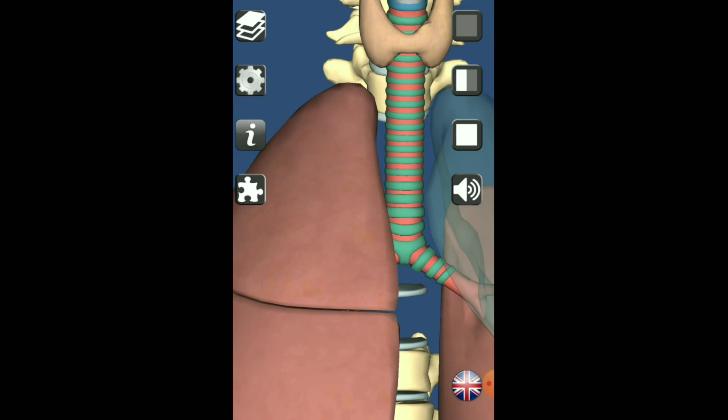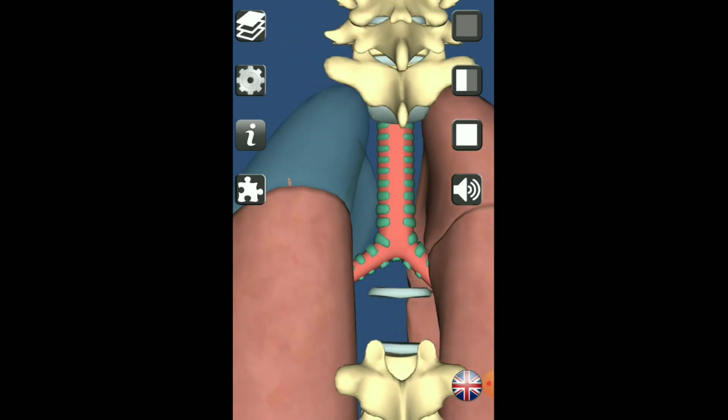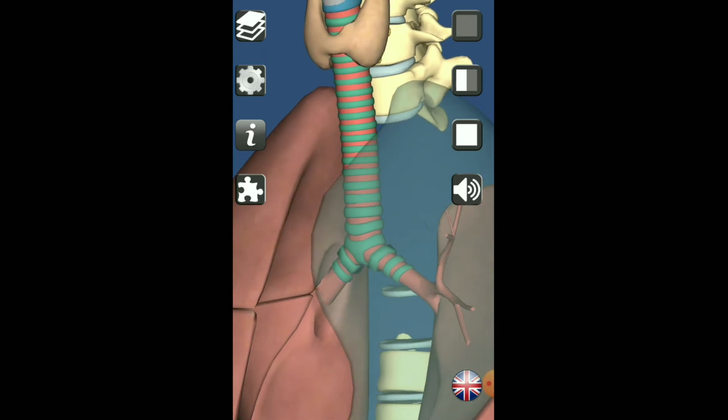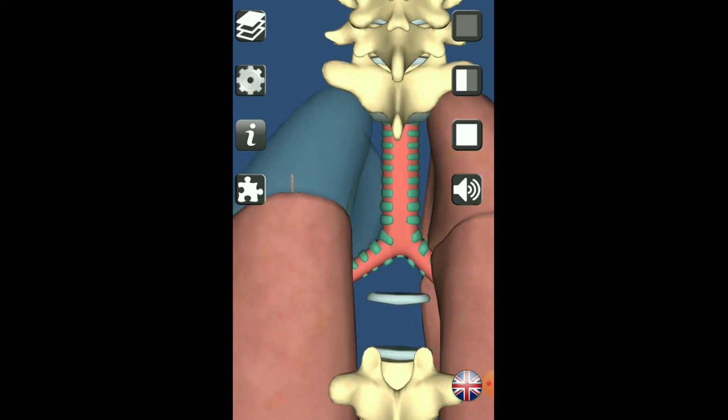I am zooming it, and you can see, as I have already said, that trachea is basically a fibroelastic tissue supported by cartilaginous skeleton, and this cartilaginous skeleton is nothing but cartilaginous rings. So you can see that from the anterior side these cartilaginous rings are continuous, but on the posterior side they are not continuous. This gives rise to a C-shaped appearance.